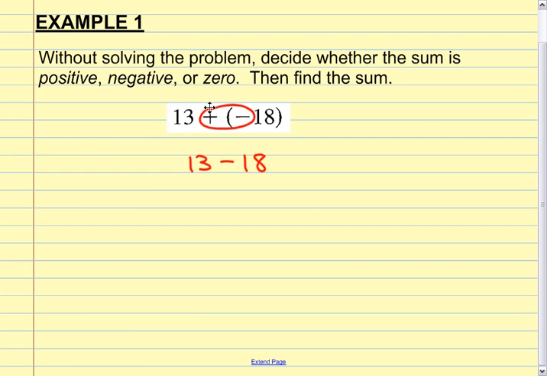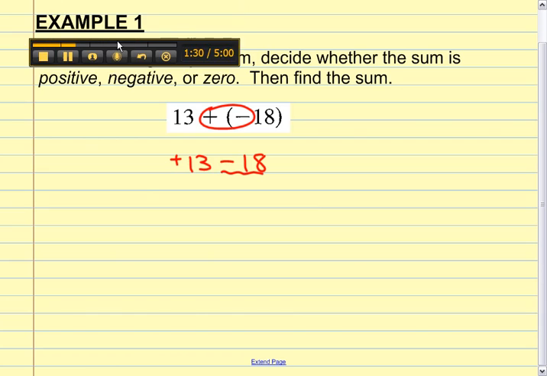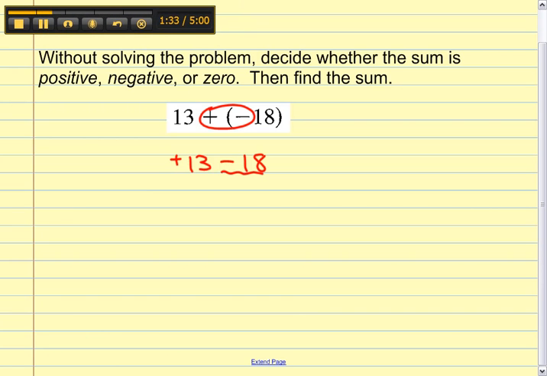Okay? Let me ask you something, Ian. What is the sign of the 13? It's positive. What's the sign of this thing back here? Negative. Right? This doesn't really say 13 minus 18. It says 13 plus negative 18. Right? We're always adding.